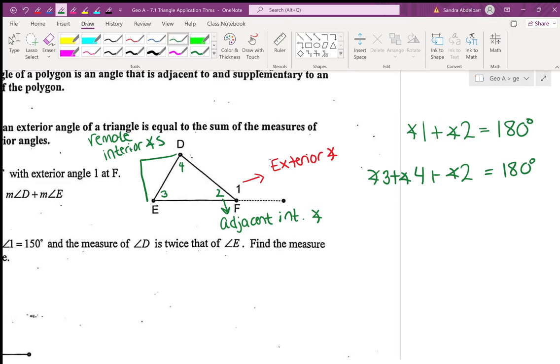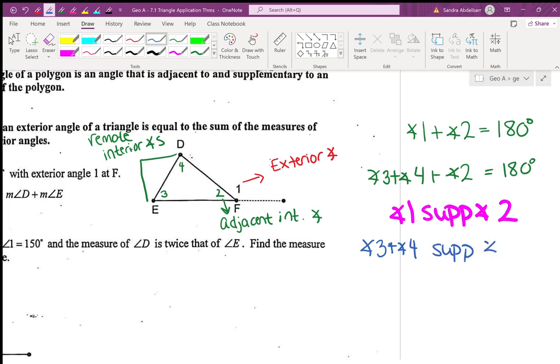All the interior angles in a triangle have to add to 180 degrees. So what is this saying? It's saying angle 1 is a supplement to angle 2, and then it's also saying angle 3 plus angle 4 are supplements to angle 2.